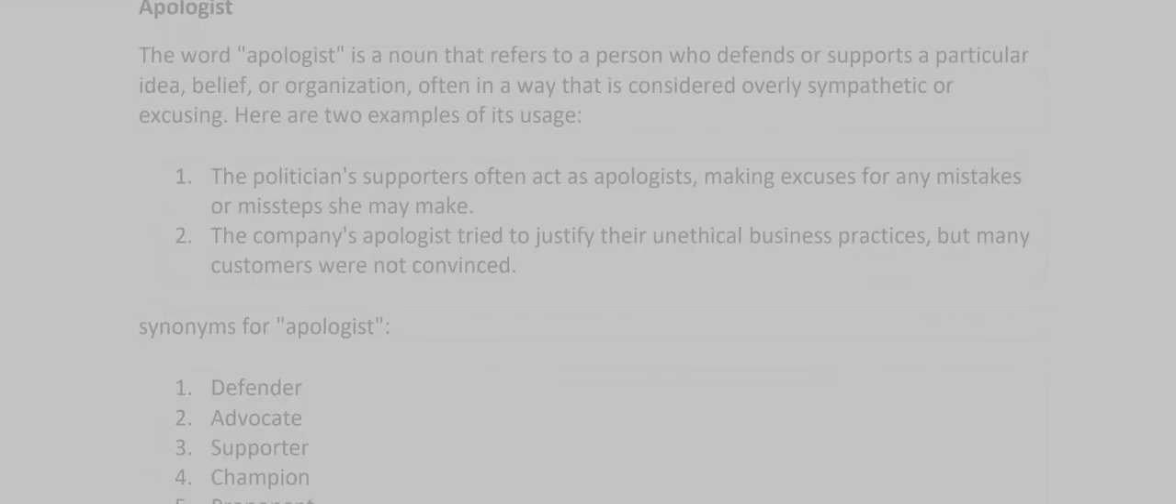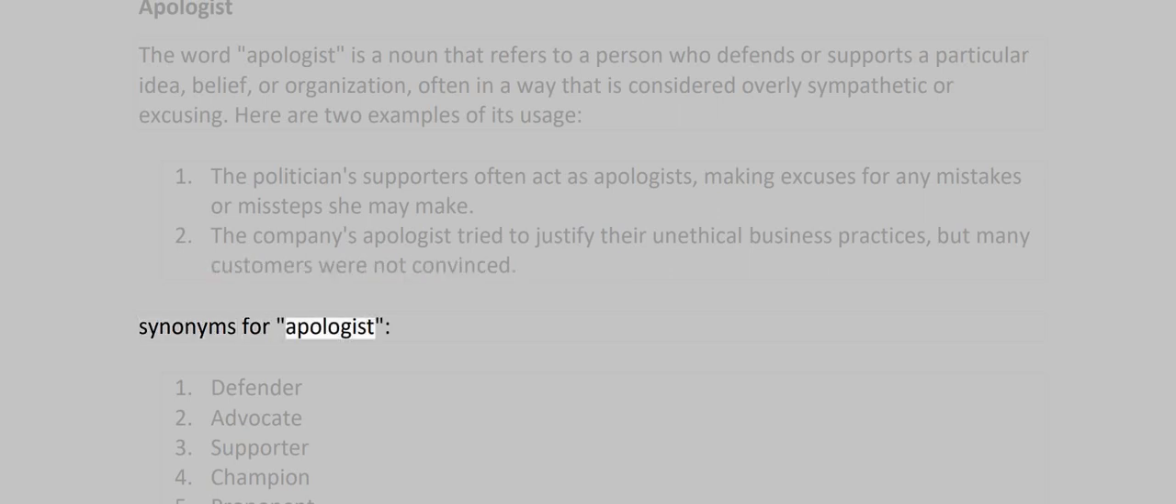Apologist. The word apologist is a noun that refers to a person who defends or supports a particular idea, belief, or organization, often in a way that is considered overly sympathetic or excusing. Here are two examples of its usage. 1. The politician's supporters often act as apologists, making excuses for any mistakes or missteps she may make. 2. The company's apologists tried to justify their unethical business practices, but many customers were not convinced.